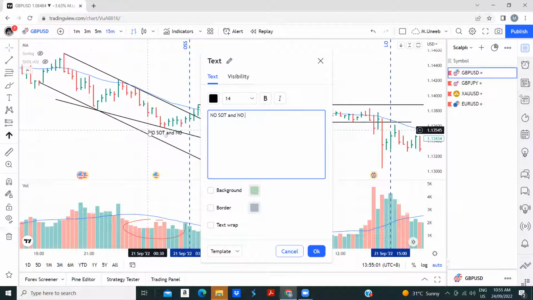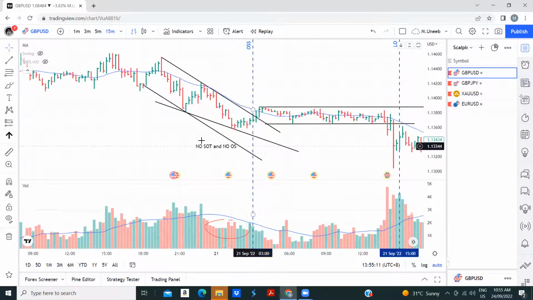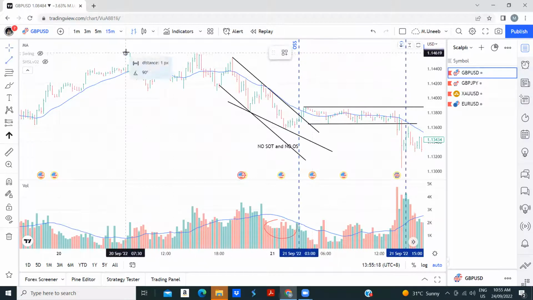Okay, no SOT and no oversold, right? Am I right? Yeah, right. We have no SOT, we have no oversold. Now what's the situation? Why is the price moving down here? So we need to identify this range, the prior range.